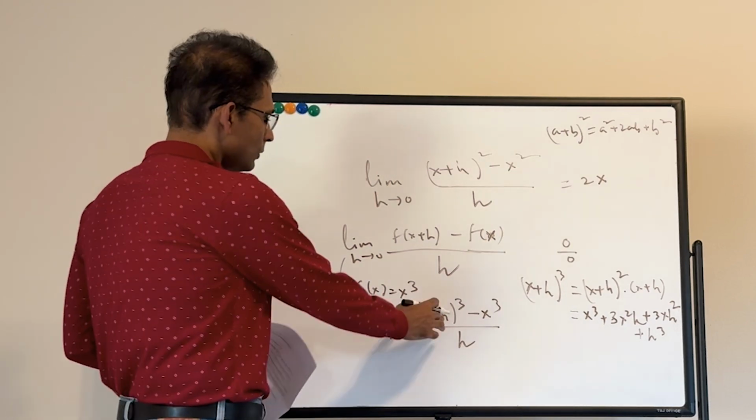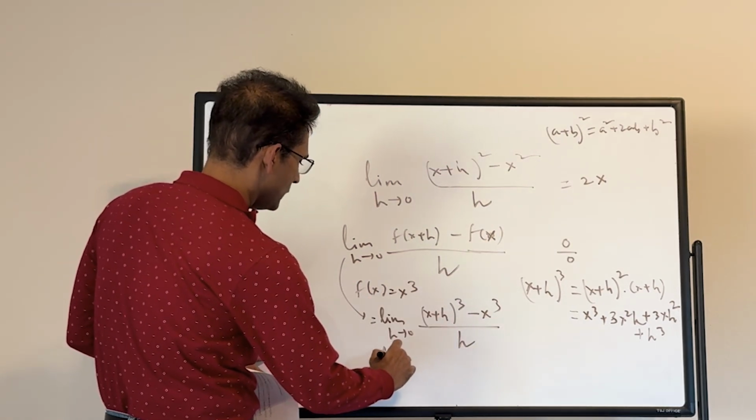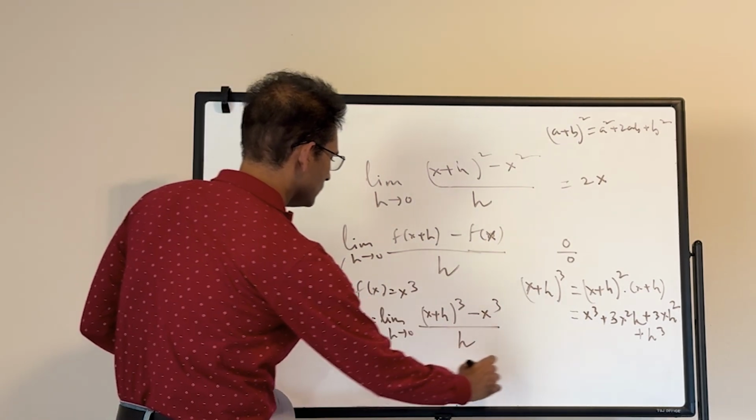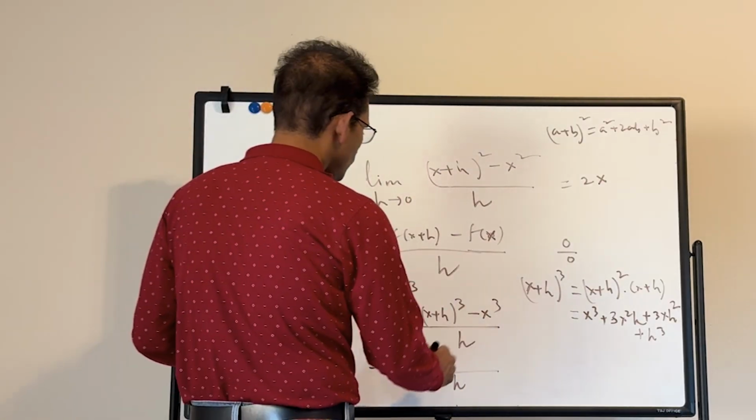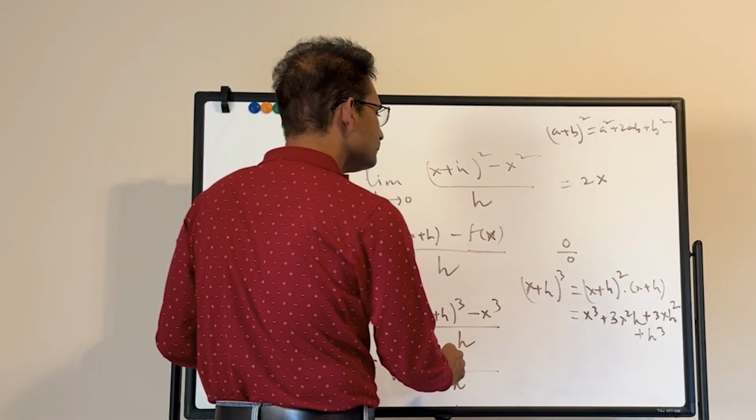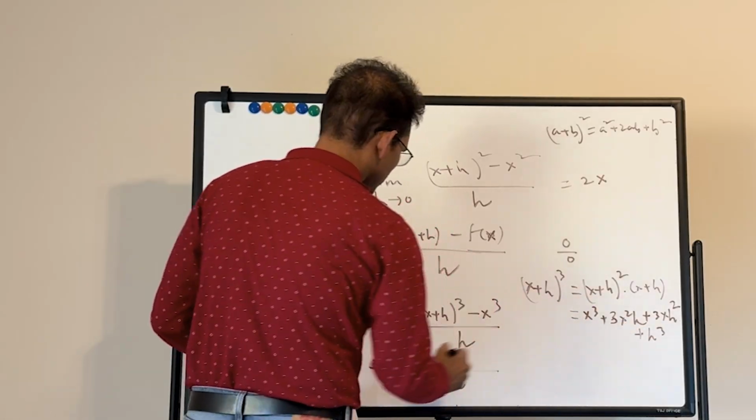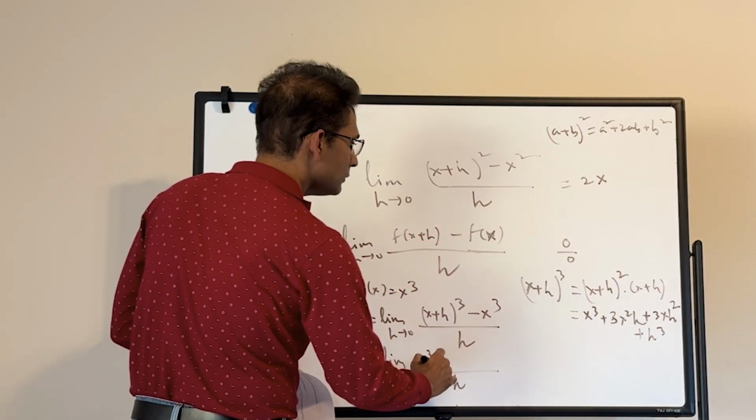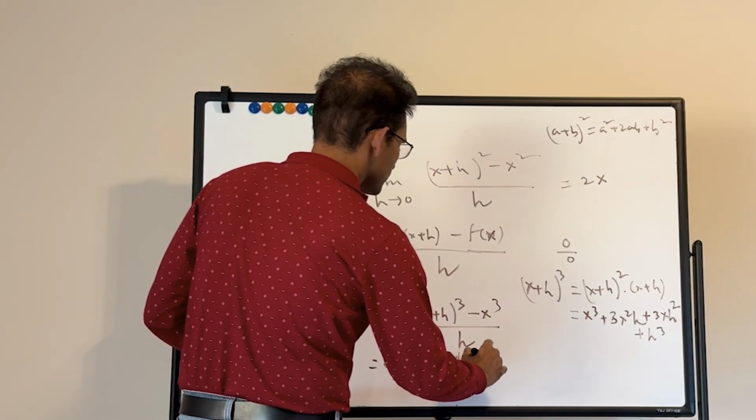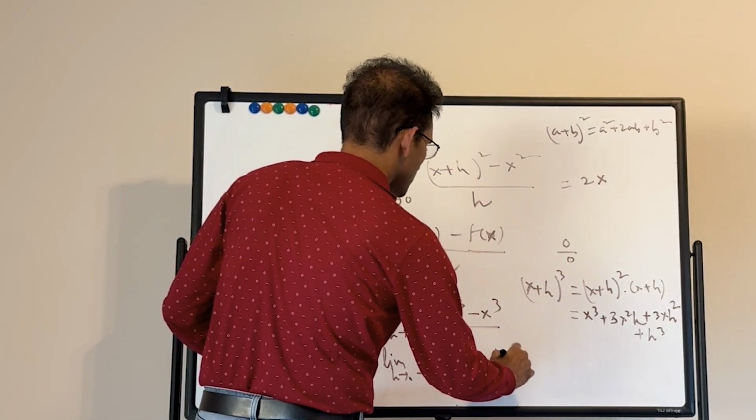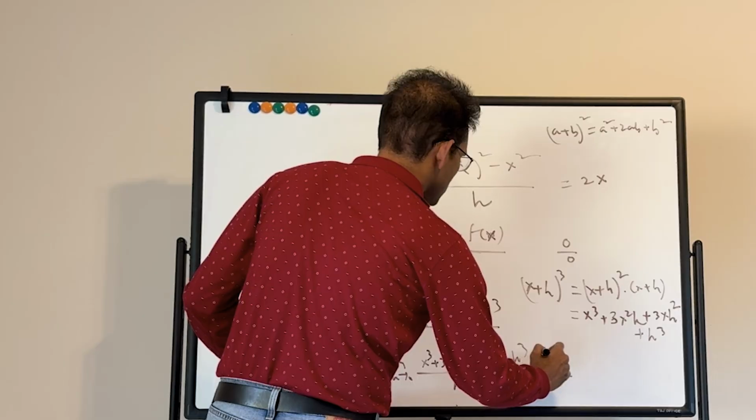Okay, so in this expression, you should write limit h goes to 0, and you have h in the denominator. And in the numerator you will have this whole thing, right? So let's write that down. x cubed plus 3x squared h plus 3xh squared plus h cubed minus x cubed.